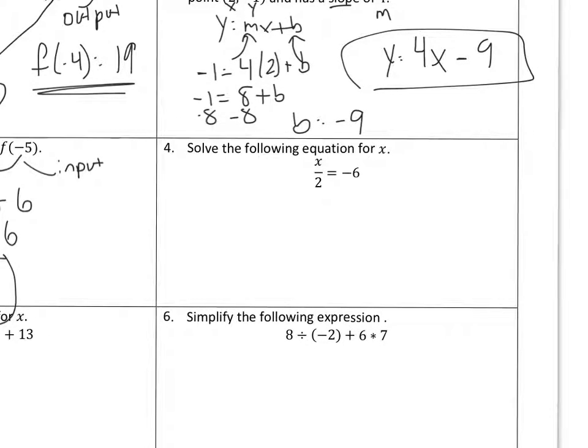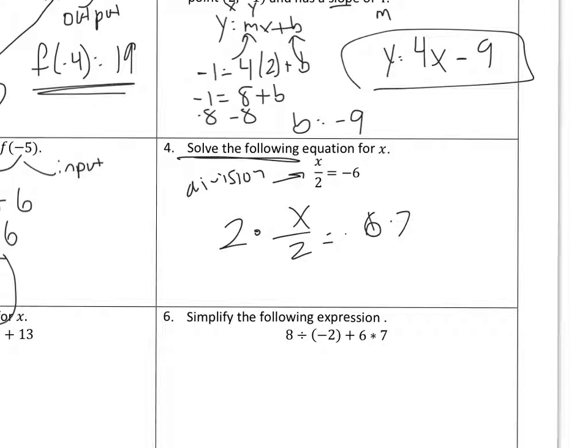Question 4. Solve the following equation for x. Remember, when we are solving, just like question 1, we're going to do the inverse order of operations. So if I see this division symbol, I need to apply the inverse. Not exactly what you see. A lot of people divide by 2, but I have division of 2, and I need to apply the inverse. That means I need to multiply by 2 to both sides. The 2's simplify out, which gives me x equals negative 6 times 2 is negative 12.